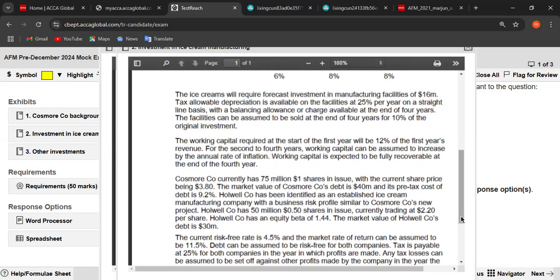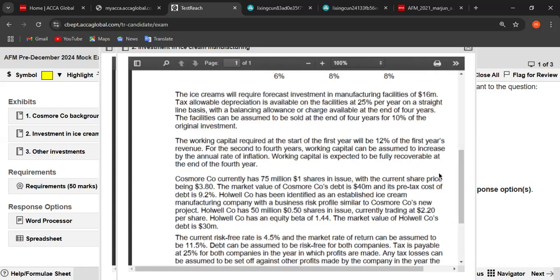So you can use the information because it's a similar company. Because as C company is going to start a new project, C company has to incorporate the ice cream business risk. So that's why examiner has provided you a company which is already doing the ice cream business. What we will do? We will ungear that company beta and then we will re-gear that beta with our own gearing levels.